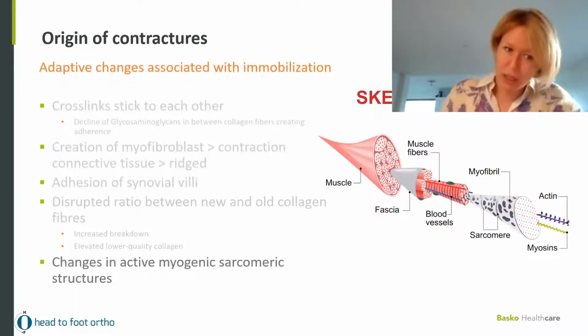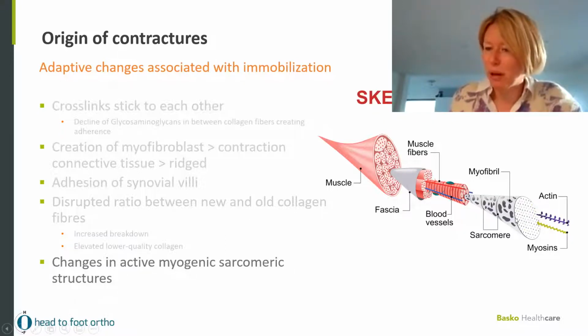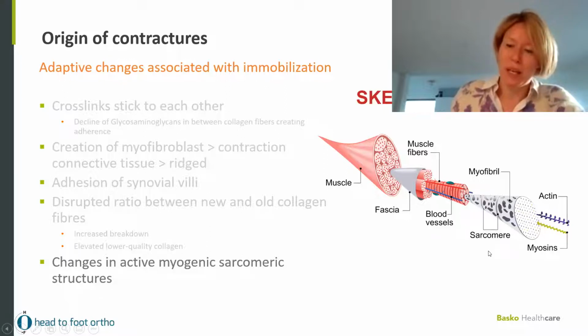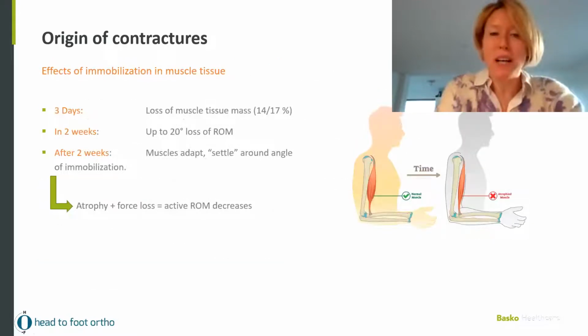And last but not least, we see big changes in the active myogenic sarcomeric structure. If we look at that muscle, the muscle fiber, then we have the myofibril, and in that myofibril we have our sarcomeres. In the sarcomeres, we have those actins and myosins. So how fast does it go?